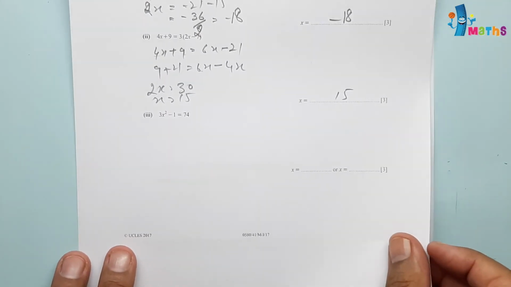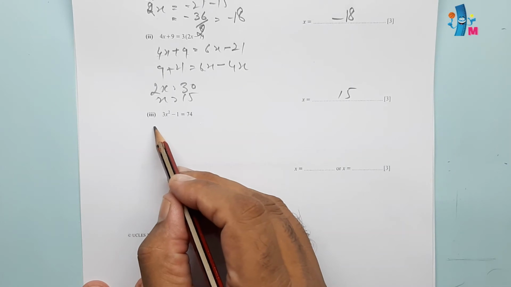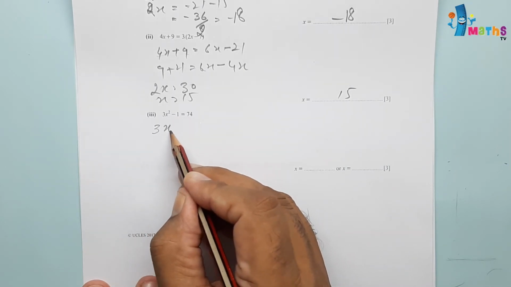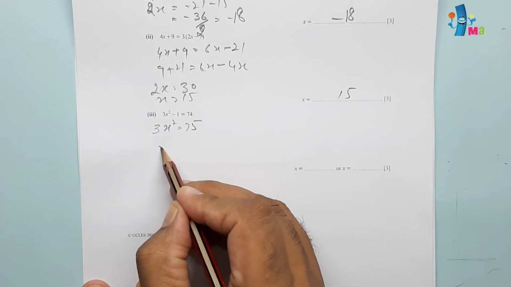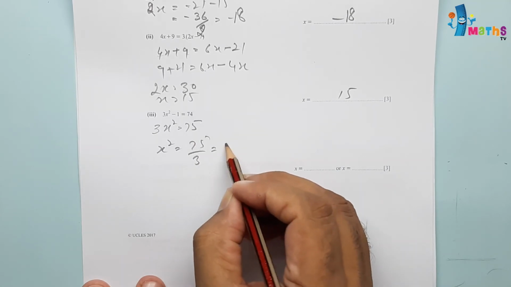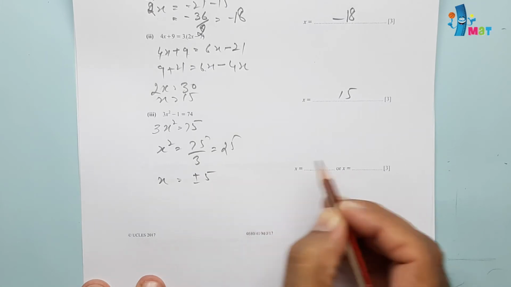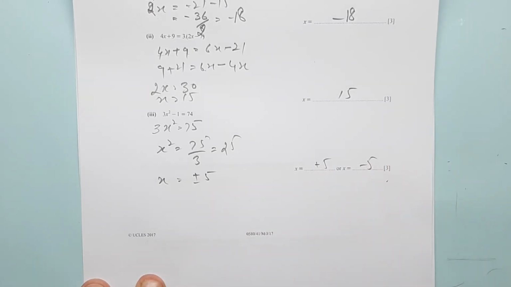This third part is 3x squared minus 1 is equal to 71. We can shift minus 1 also to this side. 3x squared is equal to 74 plus 1, which is 75. So x squared will be equal to 75 over 3, which is 25. Now we can take under root, will be equal to plus minus 5. So plus 5 and minus 5 will be the answer.